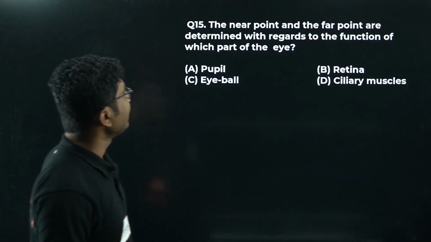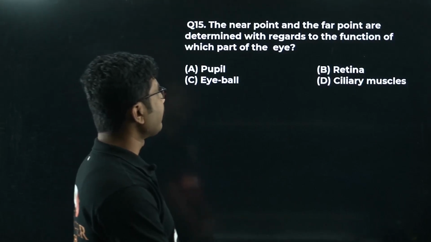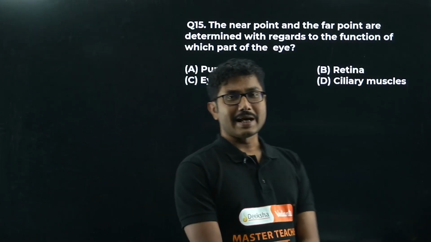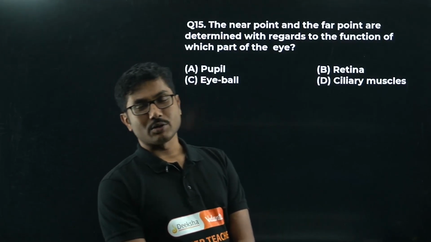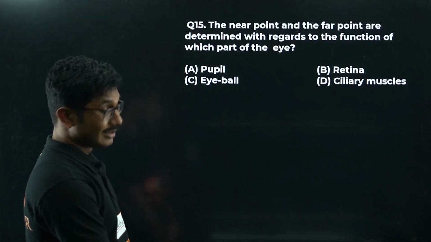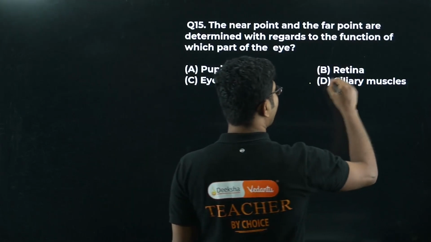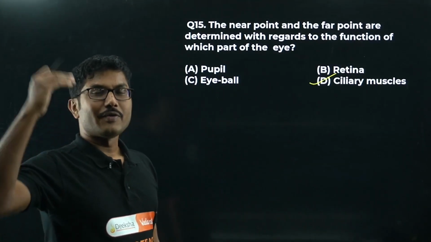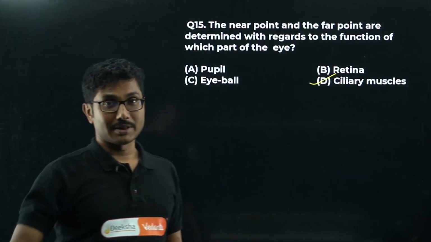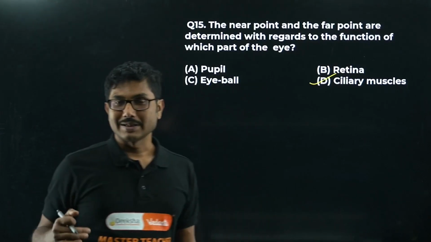Now question number 15: the near point and the far point are determined with regard to the function of which part of the eye? So which part determines whether the near point is close or far, or the far point is closer than infinity? That is actually the ciliary muscles. Everything is controlled by ciliary muscles. It is not the pupil, it is not the eyeball, it is not the retina. It is the ciliary muscle.